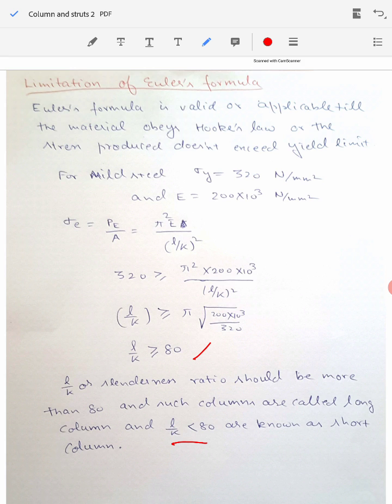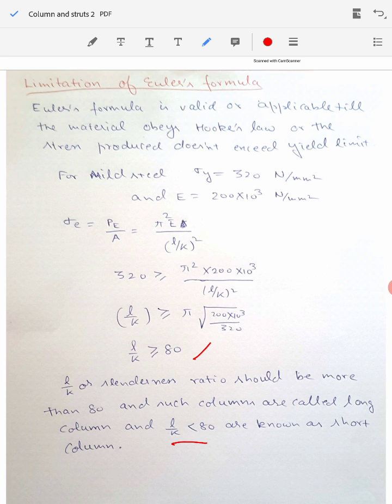So the applicability of Euler's formula is limited to a certain slenderness ratio, depending upon the type of material that we have used and the type of end conditions. We can calculate this limitation for each of the end conditions, or even for different materials. Like for the mild steel case, for the pin end, we have just calculated the slenderness ratio should be greater than or equal to 80.